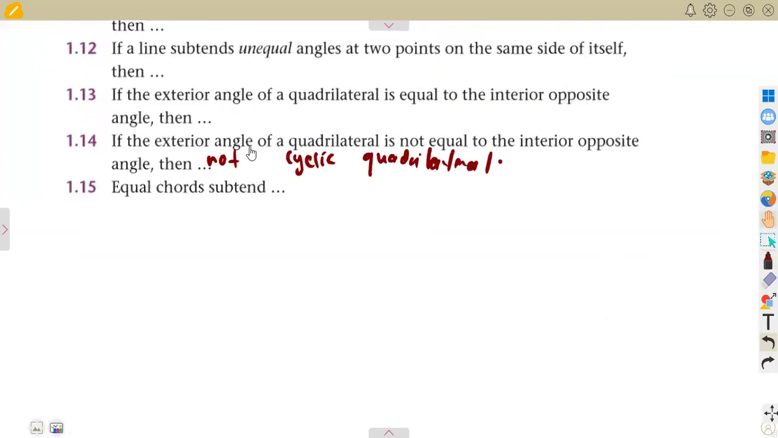All right, 1.14: if the exterior angle of a quadrilateral is not equal to the interior opposite, so this time they are not equal, what does it mean? The quadrilateral is not a cyclic quadrilateral. It can't be a cyclic quadrilateral. It is no longer a cyclic quadrilateral. When they were equal, it was. It's just like this one on number 1.12. That is the case there.